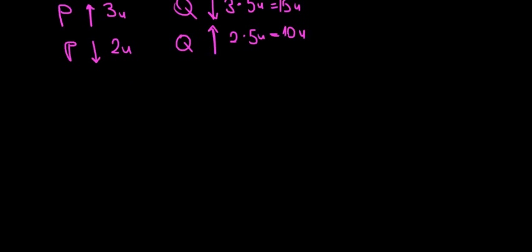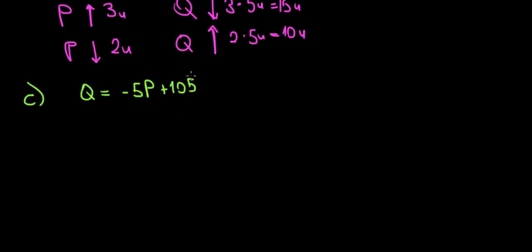Part C. Change colors. Part C. What do we have there? In part C, we want to write the relationship between price and quantity. So at the moment we have quantity equals -5 times P plus 105. And in part C, we want to write price depending on quantity.